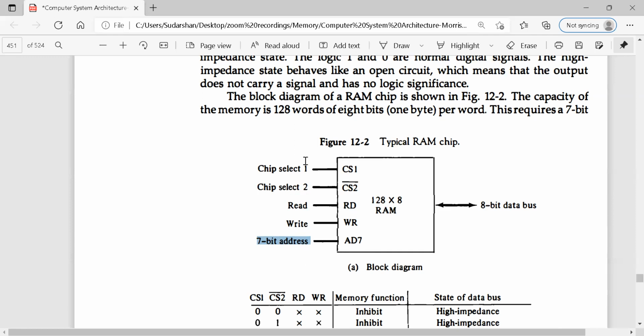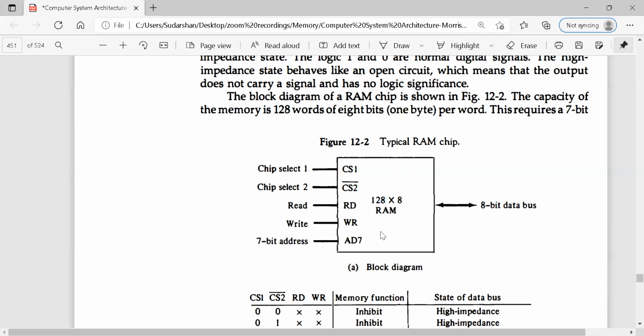Why do you have chip select 1 and chip select 2? For example, I want to increase the storage capacity to 512 MB RAM. In that case, each chip can store only 128 bits. To have a 512 MB RAM size, I have to have 4 RAM chips. Each RAM chip has got 128 storage locations. To have 512, I require 4 such RAM chips of size 128 by 8. Don't bother about this 8. This 8 is nothing but your word length, in other words, the capacity of your data bus.